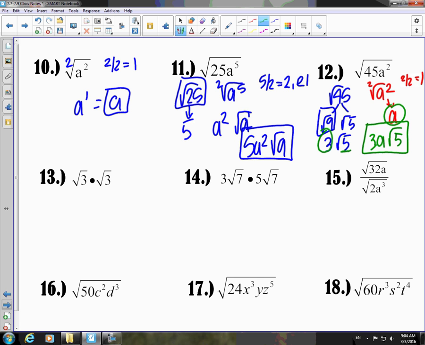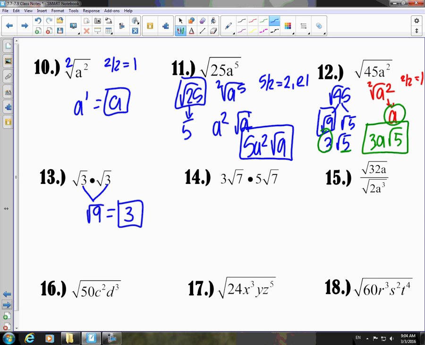Okay, so the number 13 looks a little bit different. So instead of having 1 and breaking into 2, we have 2, which means we could put it together by multiplying 3 times 3, which is 9. And the square root of 9 is 3. So using that property can go in 2 directions. You can break it into 2, or you can take 2 and put it into 1, whichever one kind of helps you simplify the easiest.